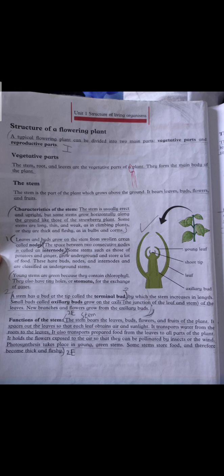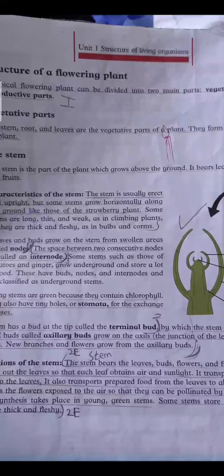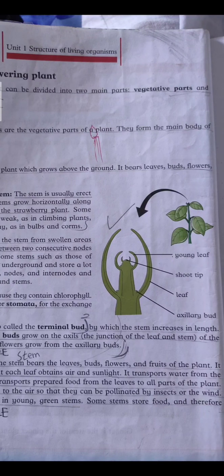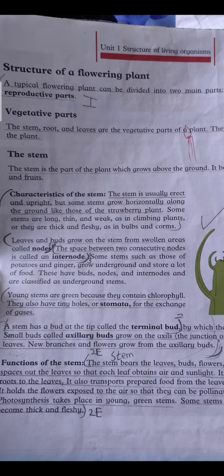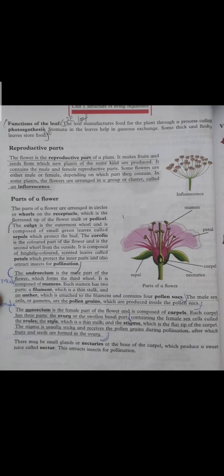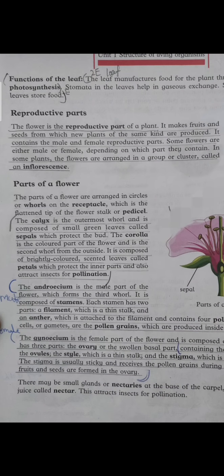Now you have to open page number 2. Here, vegetative parts. The stem, root and leaves are the vegetative parts of a plant. They form the main body of the plant. The second part of the first question is the reproductive parts. From here, the flower is the reproductive part of a plant. Here the first question ends.